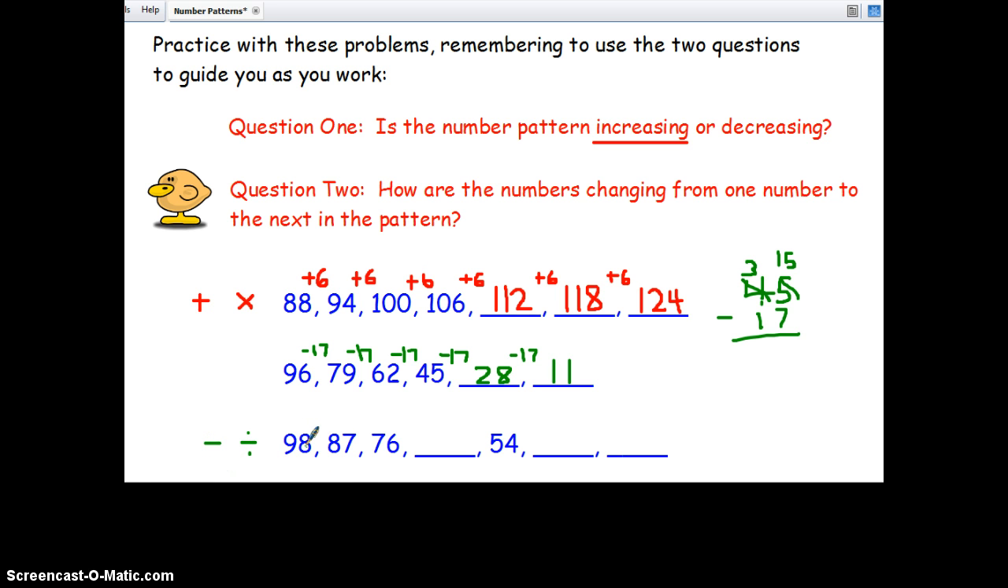So 98, 87, 76. Then that's going to get me to something, but as you're figuring out this problem, don't just assume. Make sure that it gets you to 54 on that next number. Okay, I'm going to pause the video to allow you some time to figure out to see how these numbers are decreasing. Good luck.